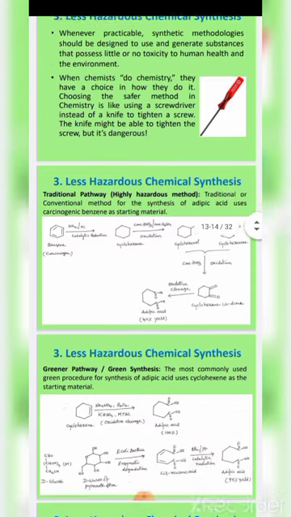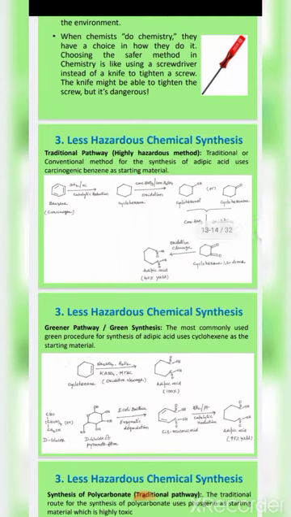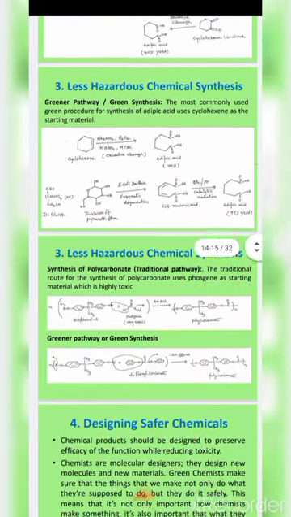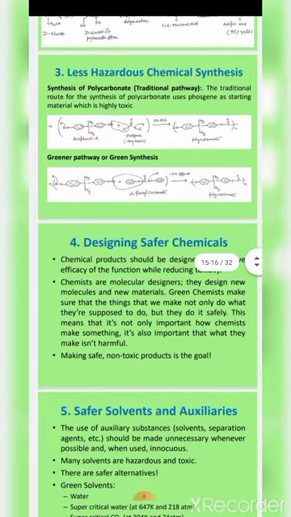But in the green path, we are using the most commonly used green procedure for synthesis of adipic acid, which uses cyclohexene as the starting material, which is very safe for our environment. And when coming to the fourth one, designing safer chemicals.